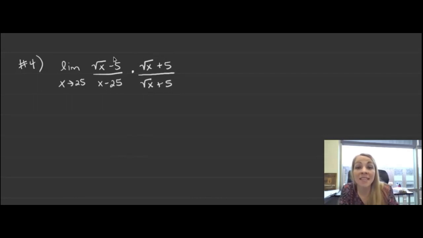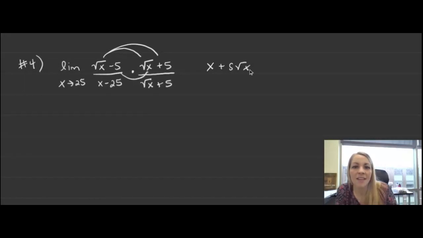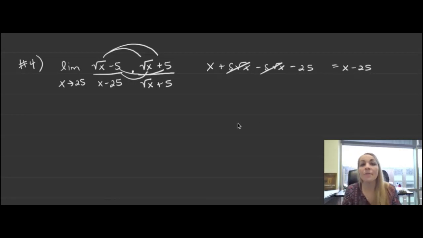Now, the reason I did this is because if we multiply this out, that's x. This is 5 square roots of x. This is negative 5 square roots of x. And this is negative 25. These make 0, and I'm simply left with x minus 25. It gets rid of that square root, which was the challenging part to deal with. So I'm going to quickly rewrite this.